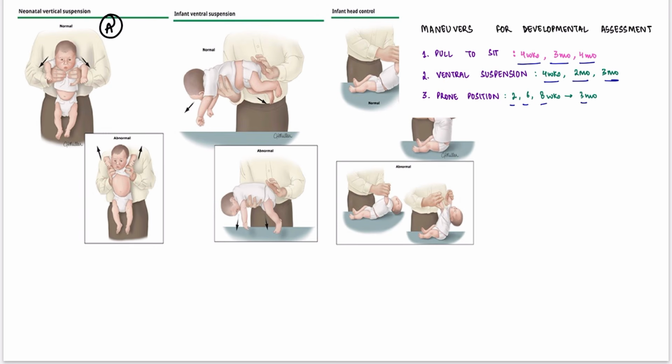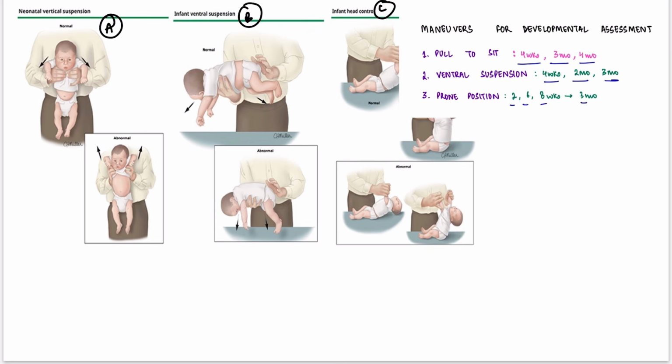First maneuver is vertical suspension, where I lift up the baby like this. Second maneuver is ventral suspension, where I lift up the baby with the abdomen in the air. It's like Ulta Bahubali, right? You have seen Bahubali, right? In Bahubali, Bahubali was raised up with back on the support of hands. But here we have Ulta Bahubali. Stomach is at the support of hands. This is ventral suspension. And the third is to check the infant head control, pull to sit maneuver. You make the child lie down, hold the hands and make him sit. This is pull to sit maneuver.